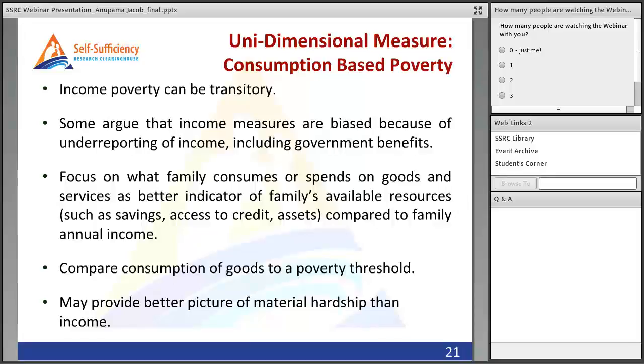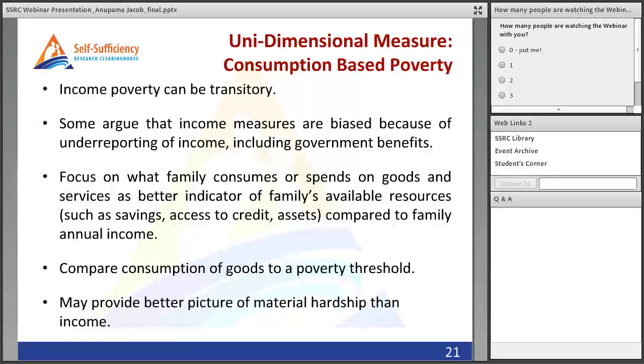Others note that consumption measures are flawed because consumption may not reflect true well-being, in that some may choose to consume less even if they're not income poor. That is, where frugality is mistaken for poverty, or where an individual is consuming by accumulating debt, which is very different from consuming by drawing on assets.